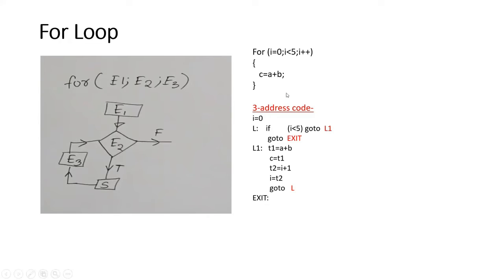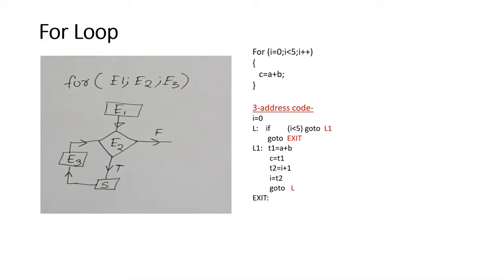See this example. Here a loop, i = 0, i < 5, i++, c = a + b is a statement. So i = 0 is the initialization part. In the flowchart, it is represented as E1. Now after that, at the label L, we are verifying the condition i < 5, whether it is true or false. If this condition is true, we'll perform the statement. What is the statement? c = a + b. So t1 = a + b, then t1 is assigned to c.